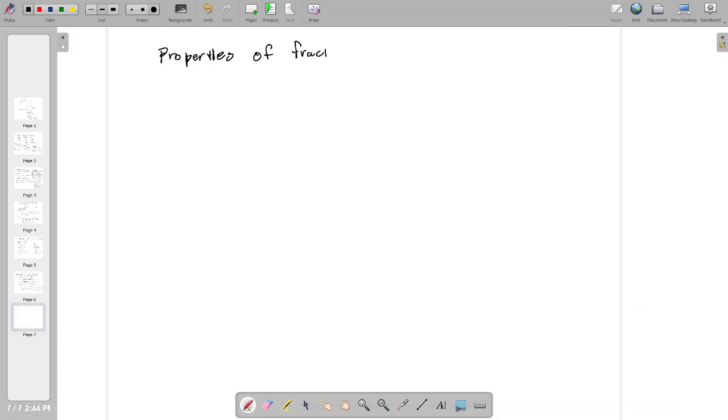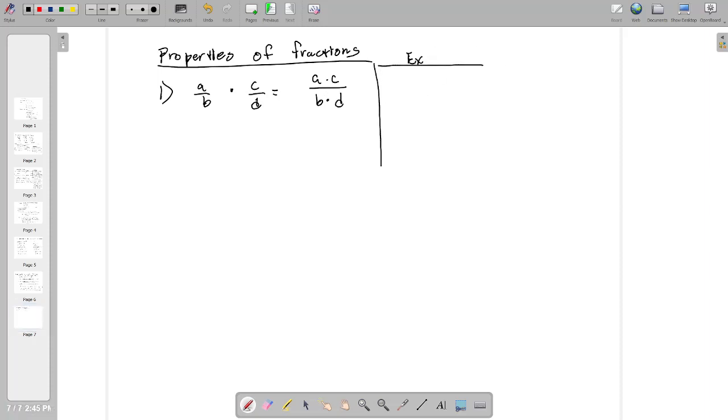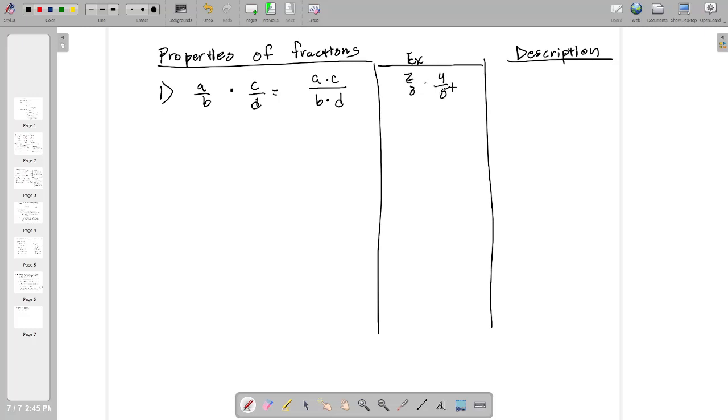Properties of fractions. 1. A over b times c over d is equal to a times c over b times d. Example of this, and a description. Example, 2 over 3 times 4 over 5 is equal to 2 times 4 over 3 times 5. When multiplying fractions, we multiply the numerators of each and the denominators of each.